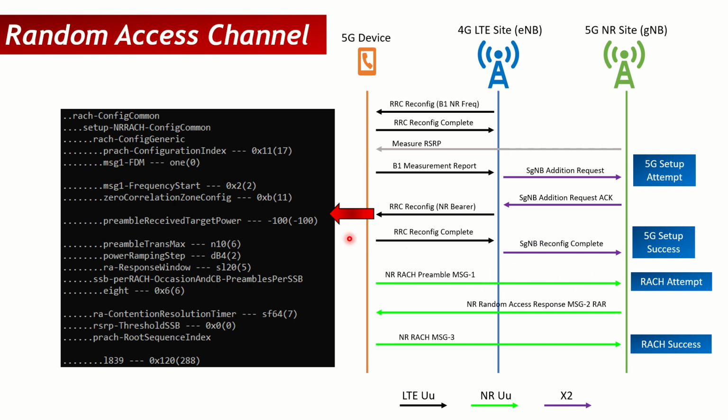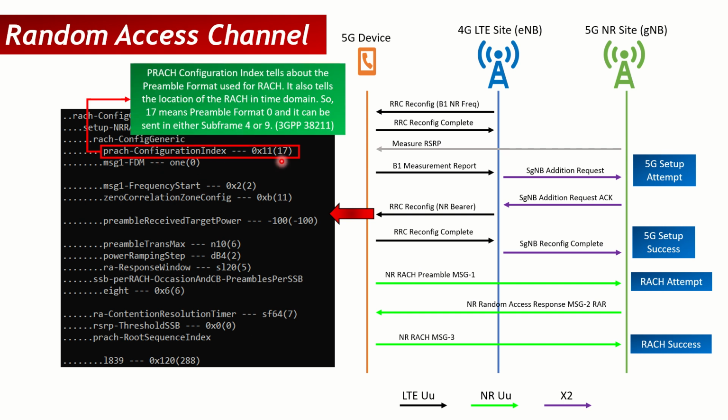Now let's see what is the relevant configuration in this message which the UE needs to know to find out which preamble it needs to send. So let's say this is the relevant information. We find the PRACH configuration index here. Now the PRACH configuration index tells the UE about the RACH preamble format, and it also tells the UE where to send it in the time domain. So it will tell, for instance, this PRACH configuration index of 17 means that it is preamble format 0, and it can be sent in either subframe 4 or subframe 9.